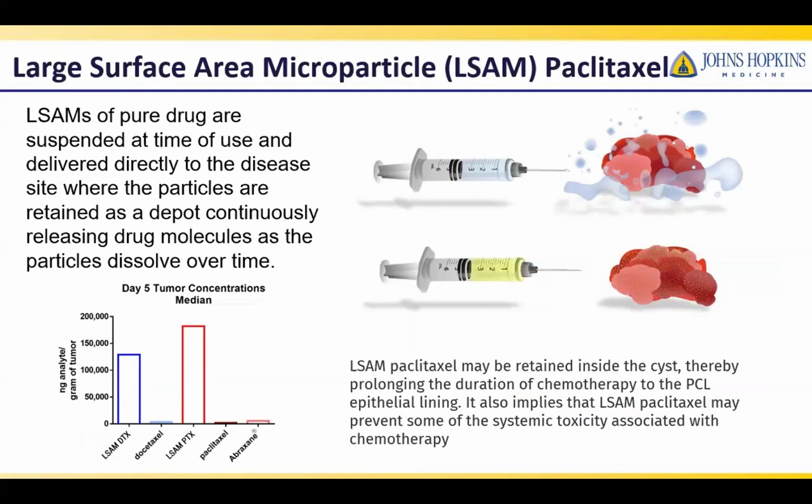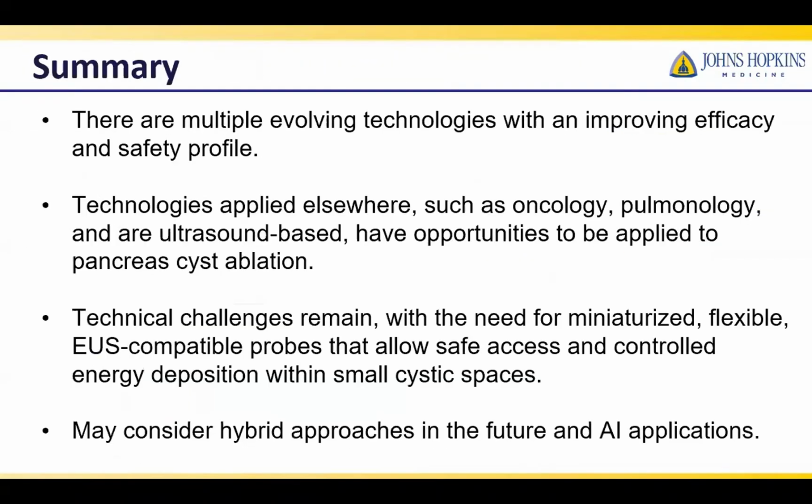So we have seen the advantages of paclitaxel chemotherapeutic. It is already viscous, but pancreas cysts have those pores through which the drug could leak out. To increase the retention, there is a formulation in development, which is called the large surface area microparticle of paclitaxel. As you can see in the graph here on the bottom left, this LSAM paclitaxel has much longer retention within the pancreas cyst. So this is also very promising, and could be used in the pancreas cyst, especially one that is larger, for much more effective use.